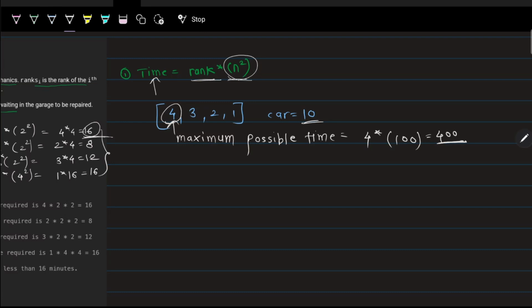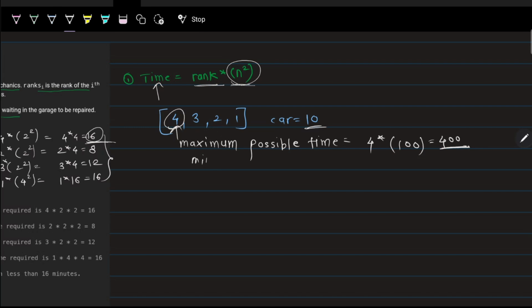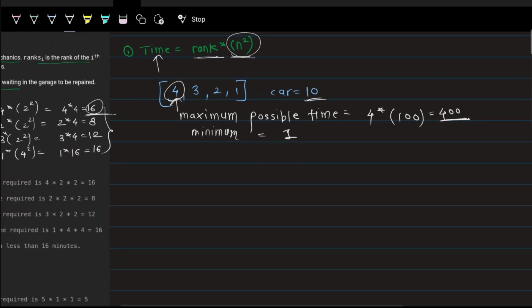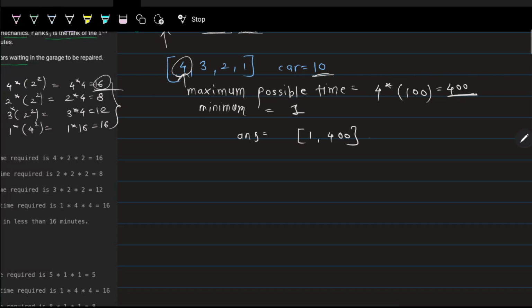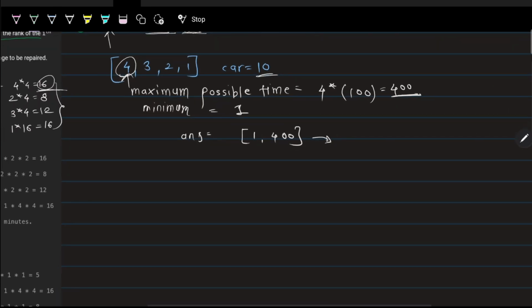And what is the minimum possible time? Of course the minimum would be nothing but 1. Repairing all the cars in 1 is not possible in this scenario, but I just want to define my range. This intuition is very common. Our answer would lie in this range only, 1 to 400. If your range is fixed for the answer, what approach comes to mind? Same as yesterday's POTD we solved, that is binary search.